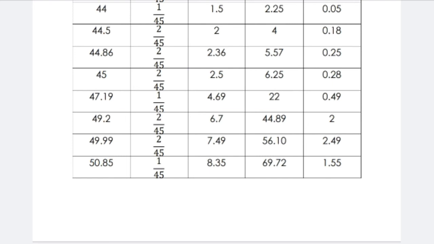The next sample mean is 50.85 with a probability of 1 over 45. 50.85 minus 42.5 is 8.35. And the square of 8.35 is 69.72. 1 over 45 times 69.72 is 1.55.